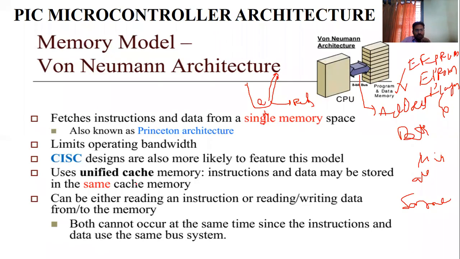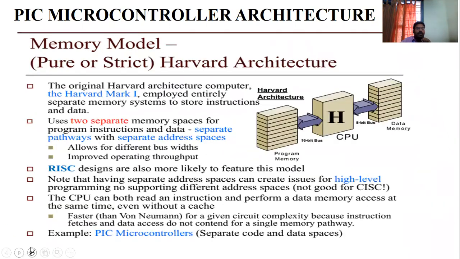So this is one Neumann architecture. One Neumann architecture simply says that you can access the program memory and data memory by using the same address lanes. But see here, this is the Harvard architecture. PIC is following this Harvard architecture.